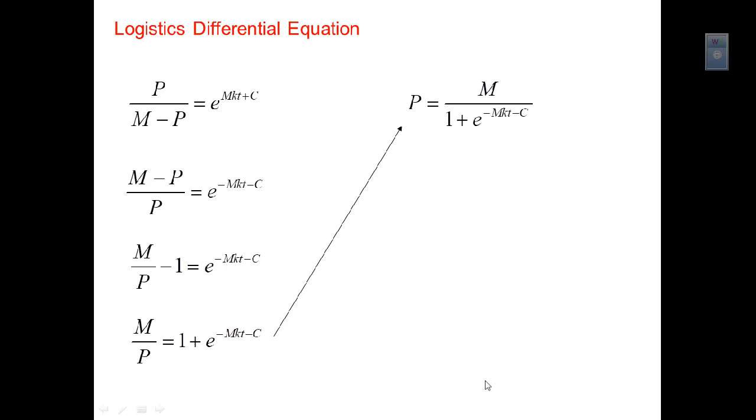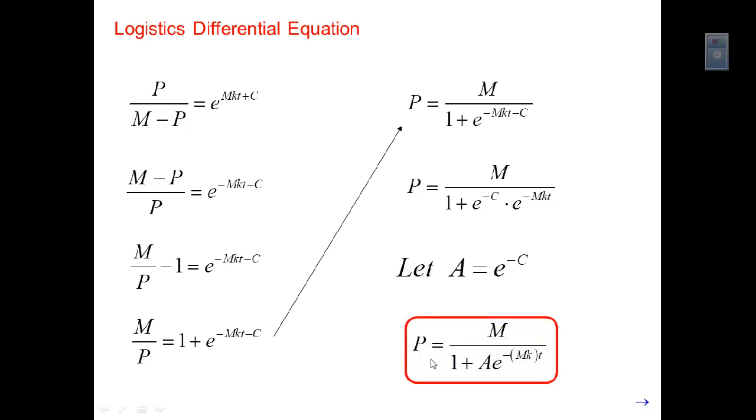And multiply both sides by m. So p equals m over 1 plus e to the negative mkt plus c. And of course you can split that e and with the c up, and you can put your a there. We're going to let a equal e to the negative c.